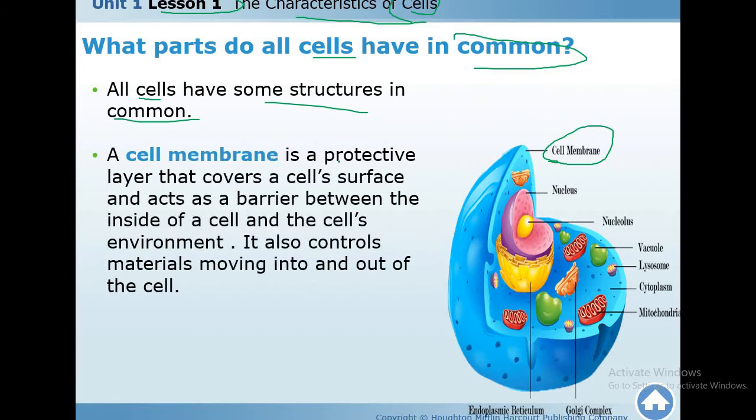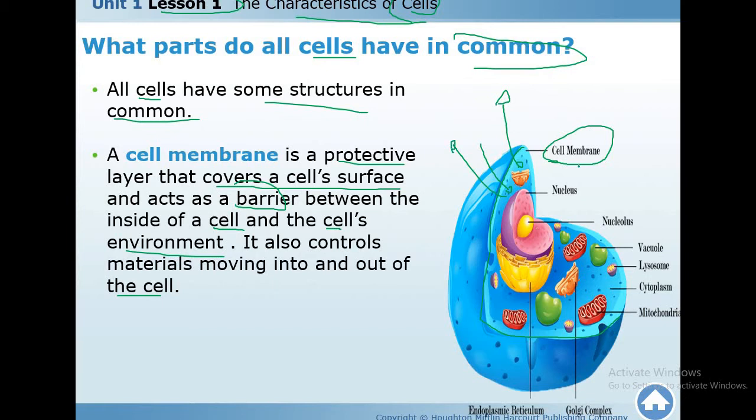A cell membrane is a protective layer that covers a cell's surface. Look, it covers the cell. It acts as a barrier between the inside of the cell and the cell's environment, the outside of the cell. It also controls the material moving into and out of the cell. So it controls what gets in the cell and what gets out.